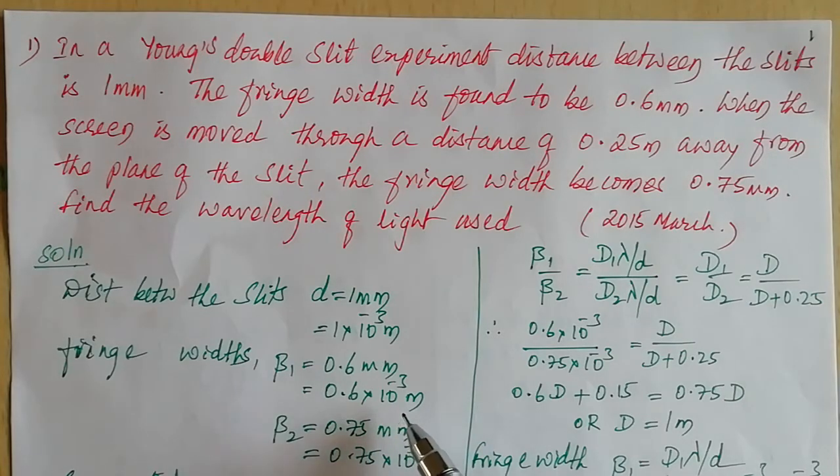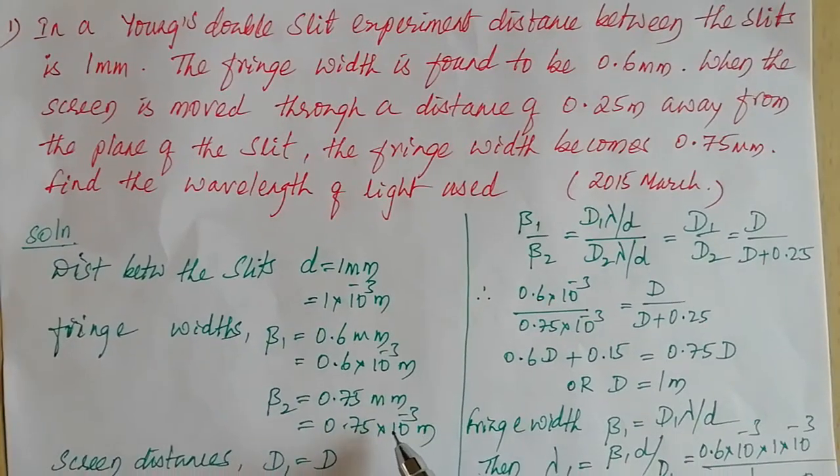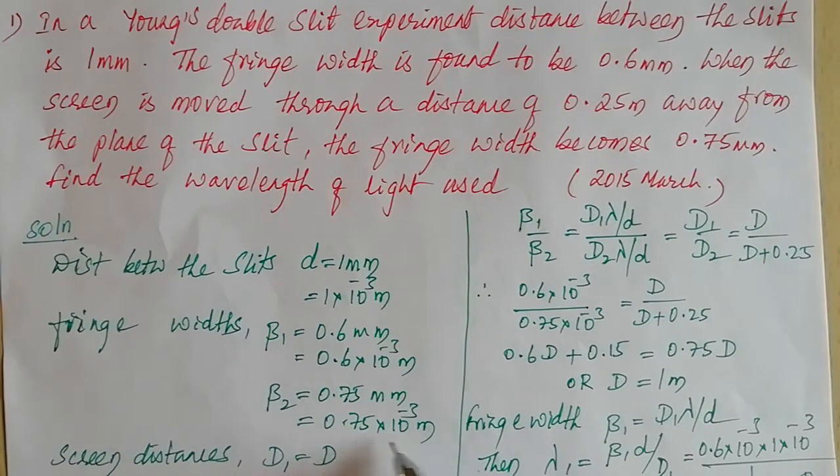Then the screen distance is increased by 0.25 meter. The fringe width is directly proportional to the screen distance, directly proportional to the wavelength of light, and inversely proportional to the distance between the two slits. As the screen distance increases, the fringe width also increases. The new fringe width beta 2, for the increased screen distance, is 0.75 millimeter, which is 0.75 into 10 raised to minus 3 meter.